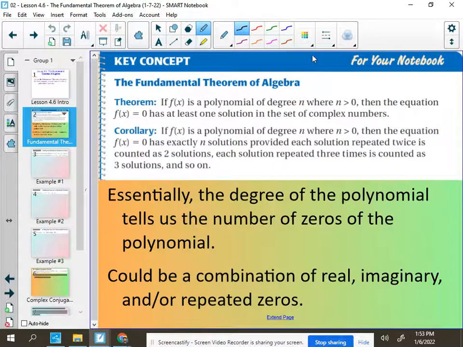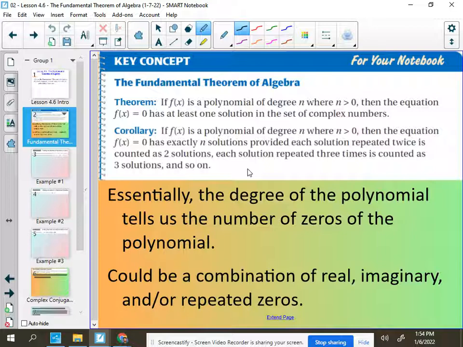For your notebook, what is the fundamental theorem of algebra? There's your heading. This is from the textbook, obviously pretty technical. You're welcome to read through it. Basically, here's the gist of what you need to know. When we look at a polynomial, pick any one, the degree of the polynomial tells us the number of zeros that polynomial has, how many we can expect. Or if we were solving an equation, we know exactly how many solutions we should expect to get.